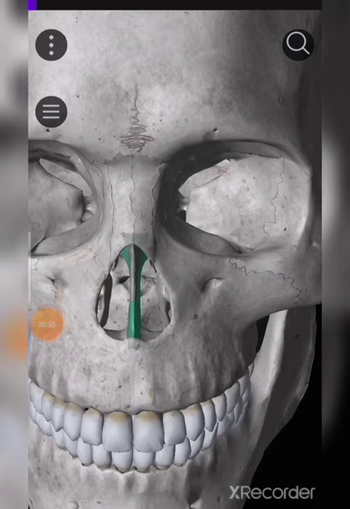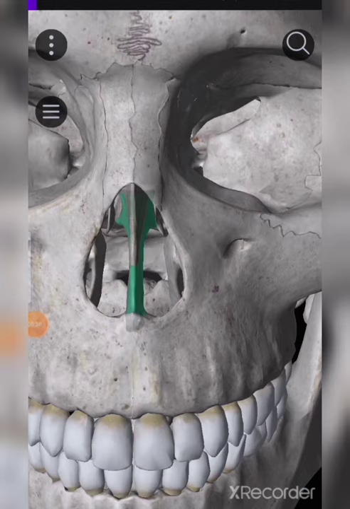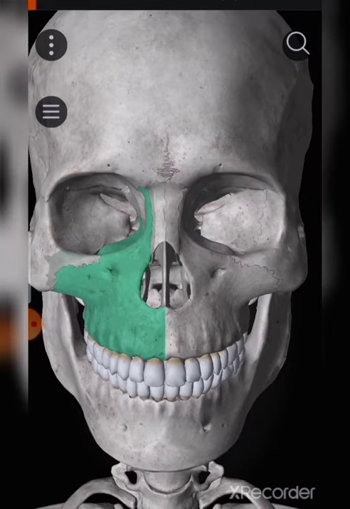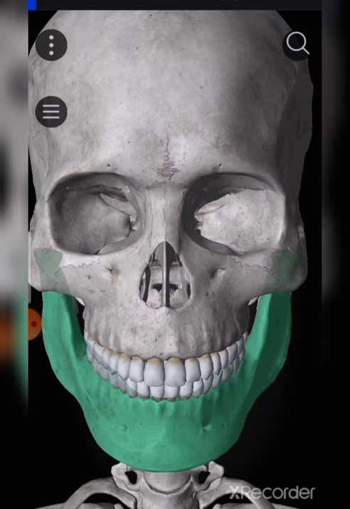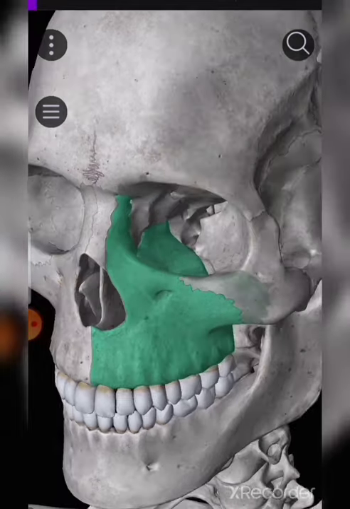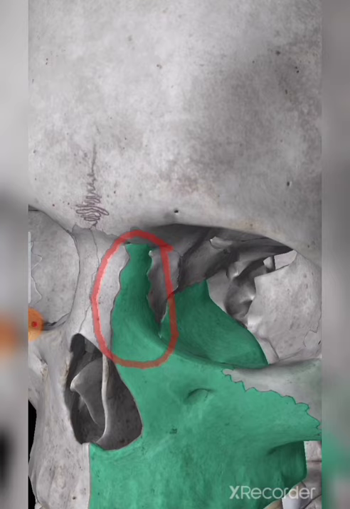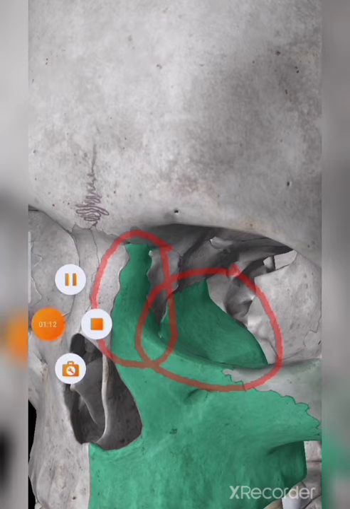And then this bone here is the vomer. This one above the vomer is again the ethmoid bone. And this is your maxilla, right maxilla. This is your mandible bone. The part of the maxilla that is contributing to the formation of the orbital cavity, this process, is called the frontal process. And this one here is the orbital surface of the maxilla.